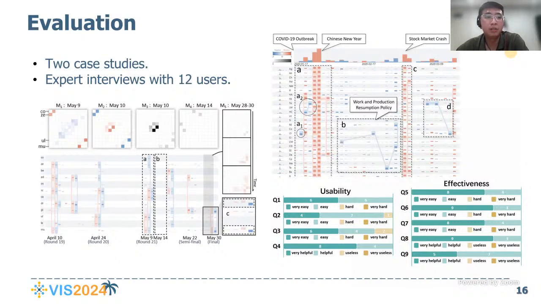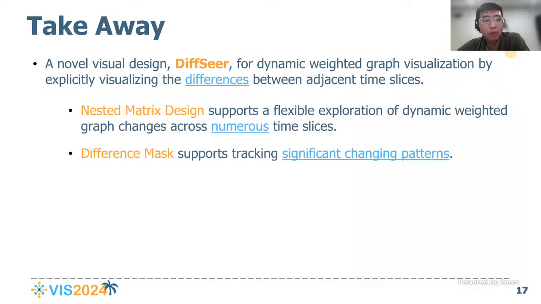Okay, in conclusion, in this paper, we propose a novel visual design called DiffSeer. It's designed for dynamic weighted graph visualization, and we explicitly visualize the differences between adjacent time slices. In this visual design, we propose a nested matrix design to support flexible exploration across numerous time slices. We also provide a difference mask to support tracking significant changing patterns.